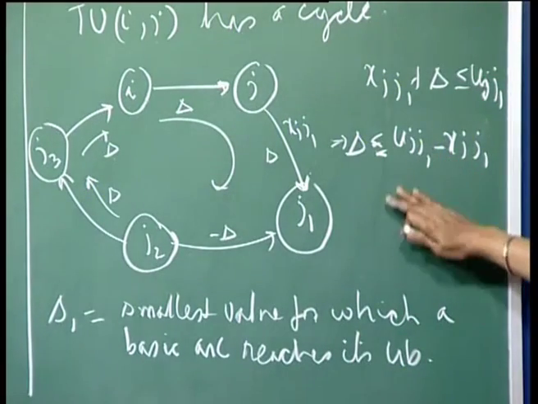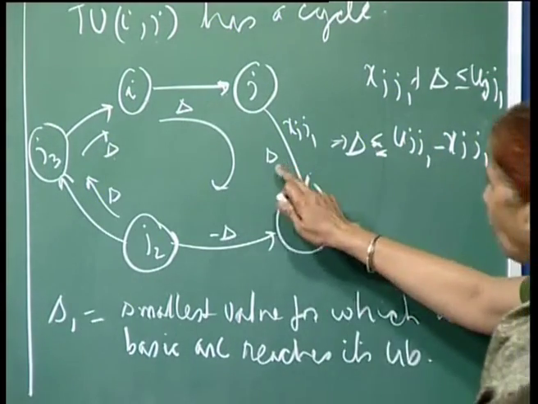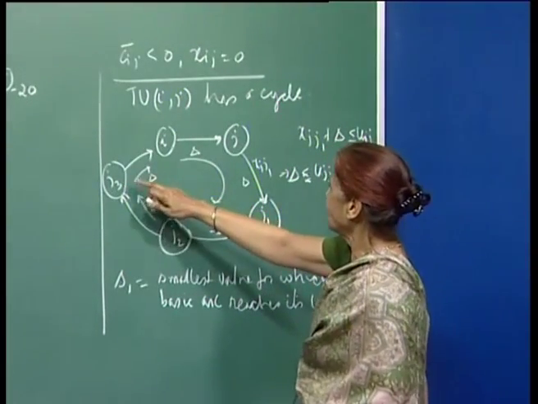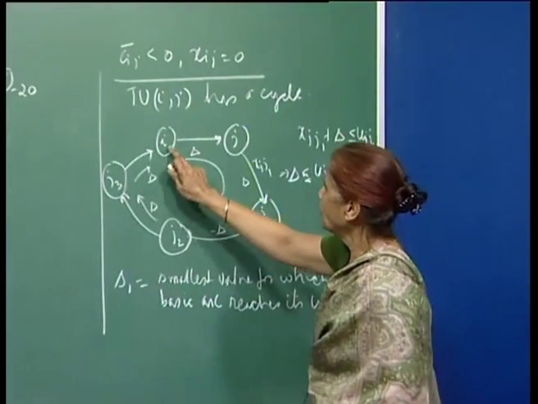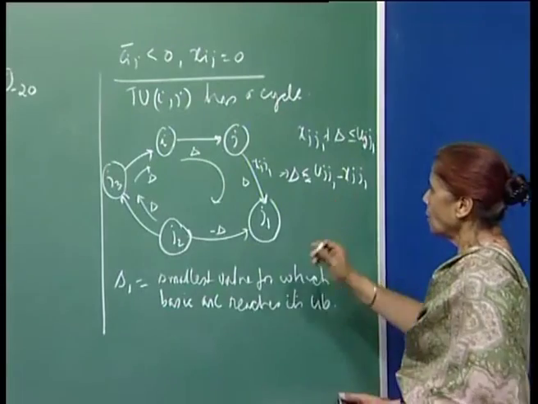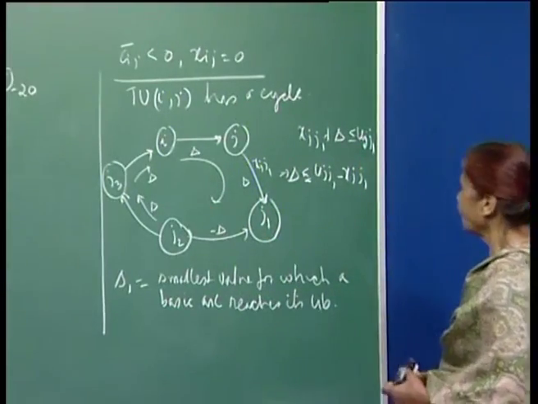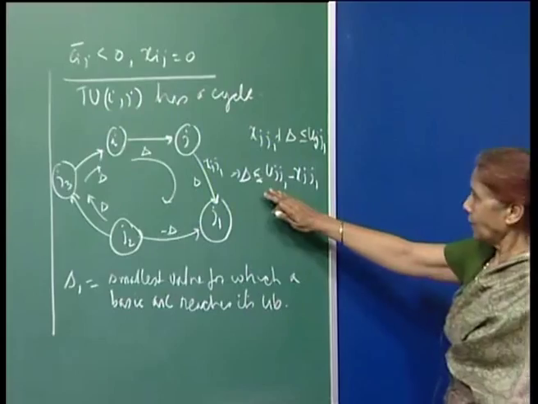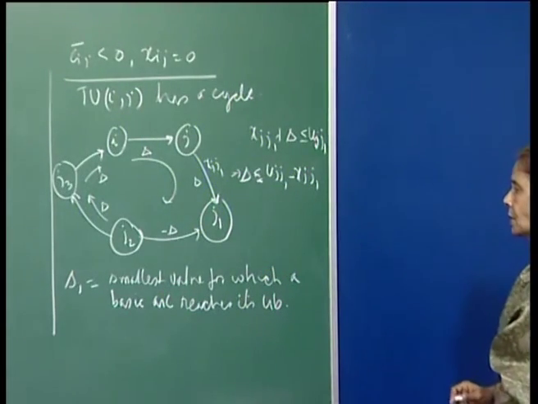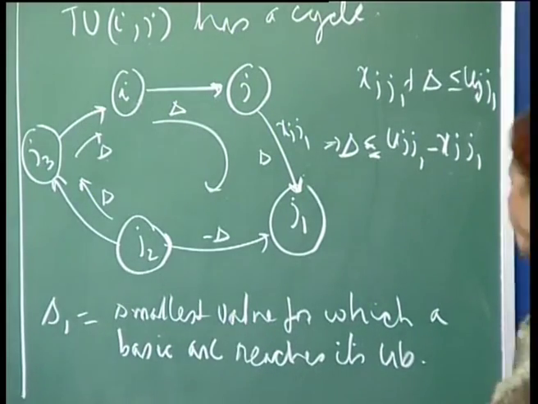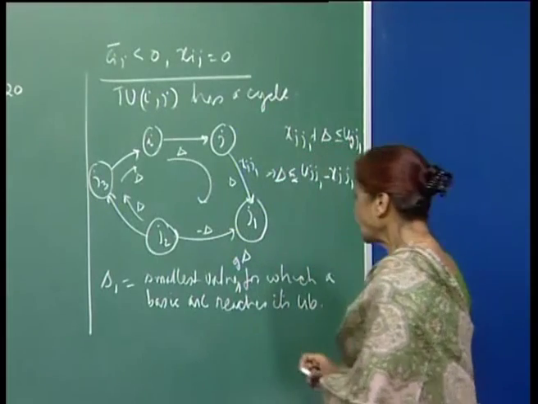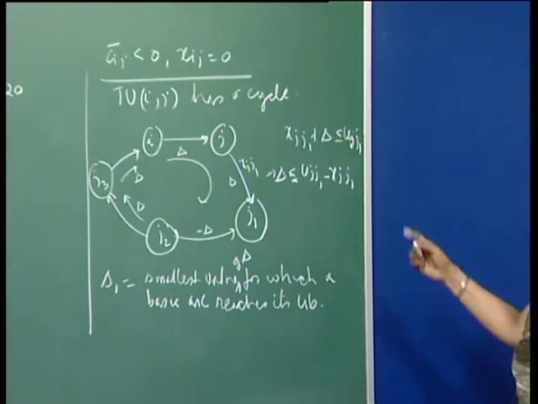So then among all such deltas, that means among all the positive deltas, so here for example, your delta would be less than or equal to u_j3 i minus the flow here, x_j3 i, and so on. So for all positive deltas you will compute the smallest one, because none of these constraints should get violated. So delta 1 is the smallest value of delta for which a basic arc reaches its upper bound, right.